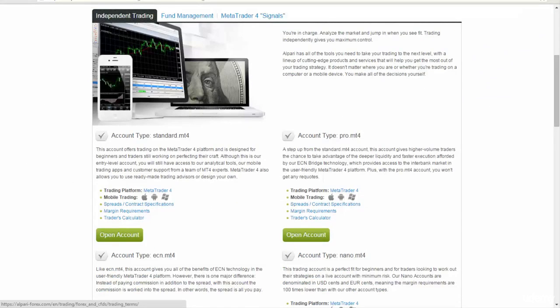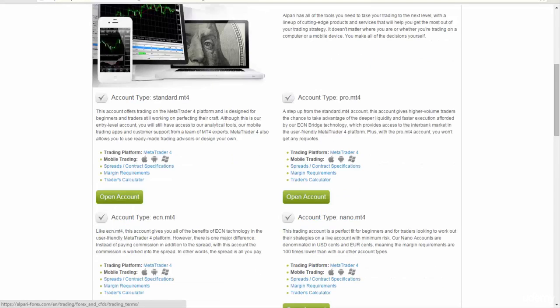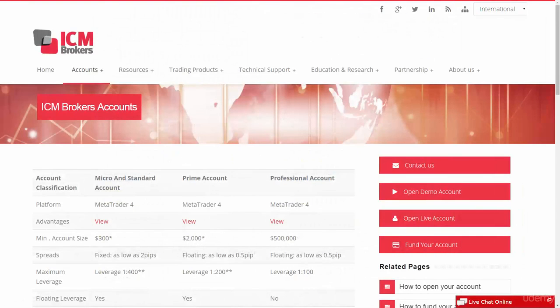Take a look at another broker's website, Alpari Forex. Again, account balances are clearly displayed. Another one is ICM, which provides customers with different accounts like micro, standard, prime and professional accounts. This particular broker does not offer any ECN accounts to its clients.